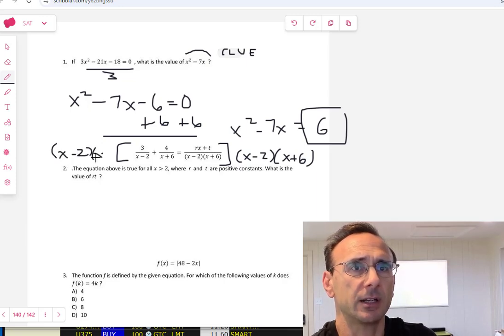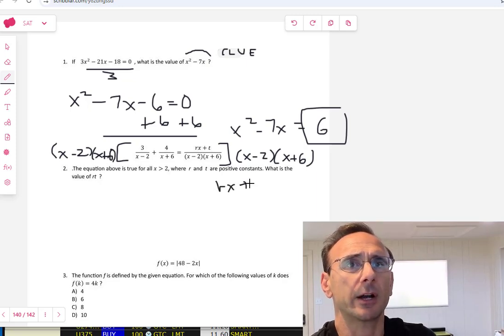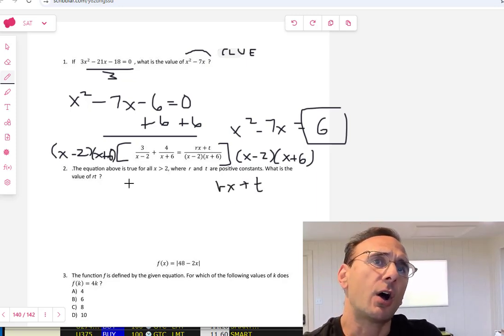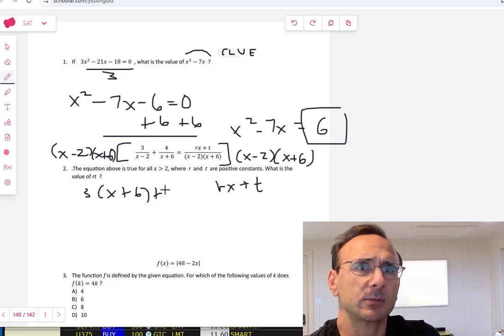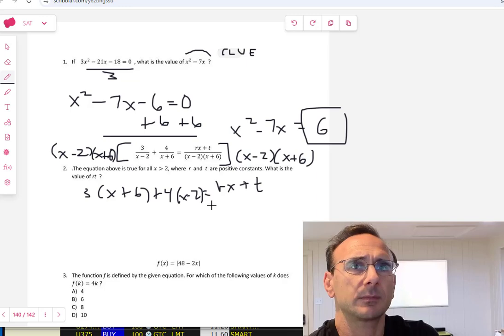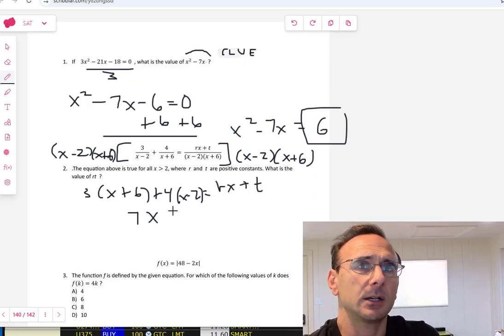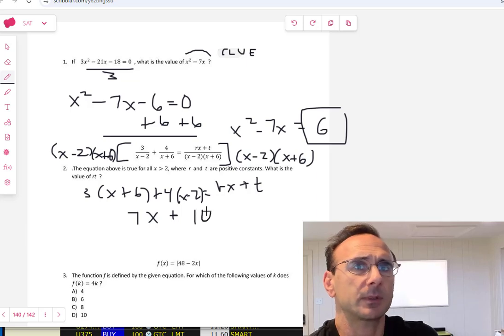You can just write the numerator, the rx plus t. On the left, the first term, the x minus 2 will cancel. In the second term, the x plus 6 will cancel. And then we want to distribute, combine like terms. We get 7x plus 18 minus 8. So plus 10 equals rx plus t.